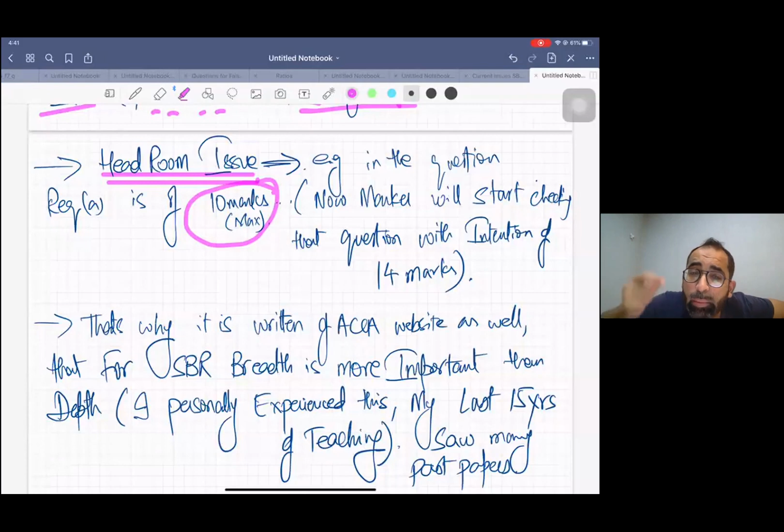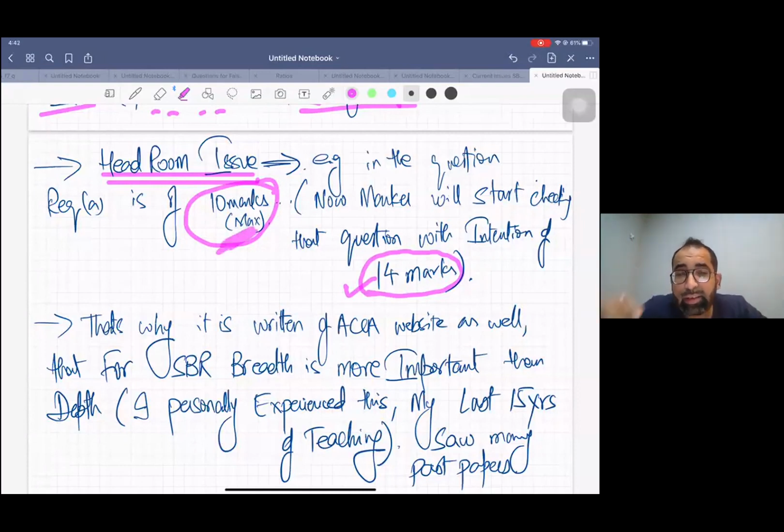So this 10 marks means, listen, the maximum marks you can get from this question is 10 marks. But when the marker, the one who checks the paper, starts checking this part, he will check it as if 14 marks are available. The maximum marks written in front of the student was 10 marks.